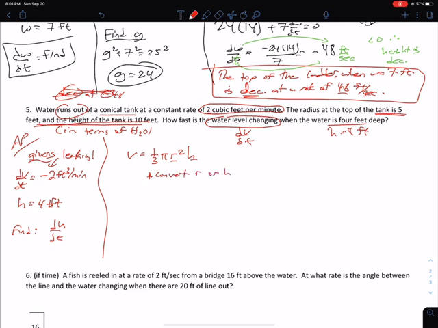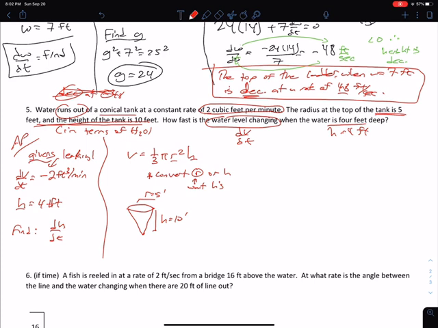r or h. So the question is, which one do we convert? Well, I look at what I'm given. I'm given height, so I don't need r. I only want h's. So how do we do that? Well, now we can look at the tank. We are told that the tank has a radius of 5 feet. It's a conical tank, and it has a height of 10 feet.